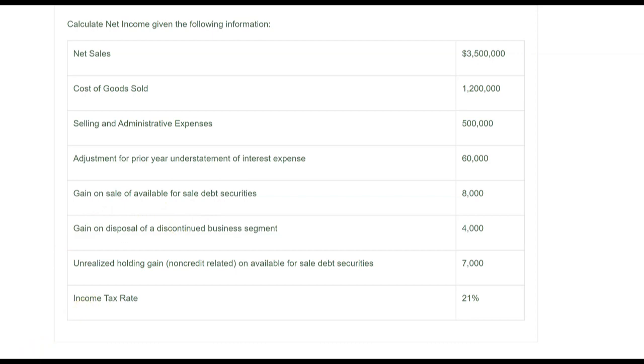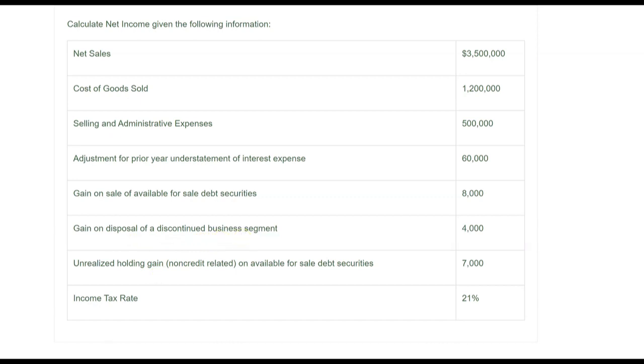What about gain on sale of available for sale debt securities? Okay, so available for sale debt securities were sold. This is a realized gain. Realized gains are on the income statement, even for available for sale debt securities. Now, if it was unrealized gains on available for sale debt, then it might go to OCI and not the income statement. But this is a gain on sale. So this gain of $8,000 has been realized. This gain of $8,000 will be recognized on the income statement. So add $8,000.